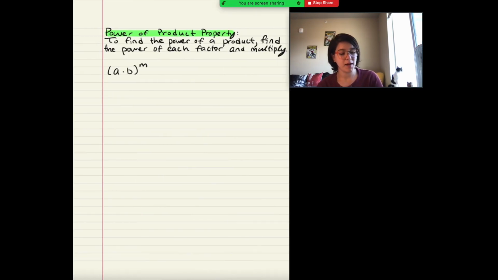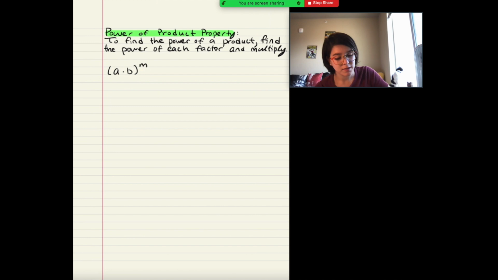The next property we have is the power of a product property. And this tells us that to find the power of a product, we have to find the power of each factor and then multiply. When it says each factor, it's talking about each piece that's inside the parentheses. So inside our parentheses, we have a times b. So one factor would be a, and the next factor would be b.